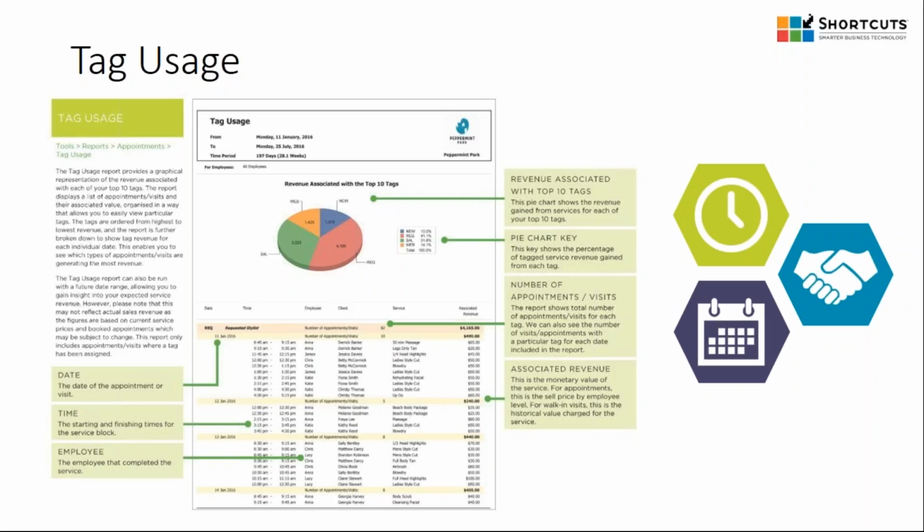The tag usage report can also be run with a future date range, allowing you to gain insight into your expected service revenue. However, please note that this may not reflect actual sales revenue, as your figures are based on current service prices and booked appointments, which may be subject to change. This report only includes appointments and visits where a tag has been assigned. So if you skip that when you're making an appointment, unfortunately these services and appointments will not show on the tag usage report.